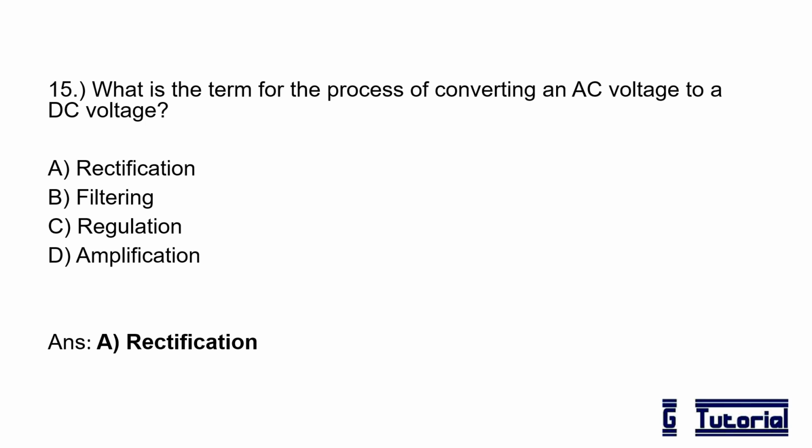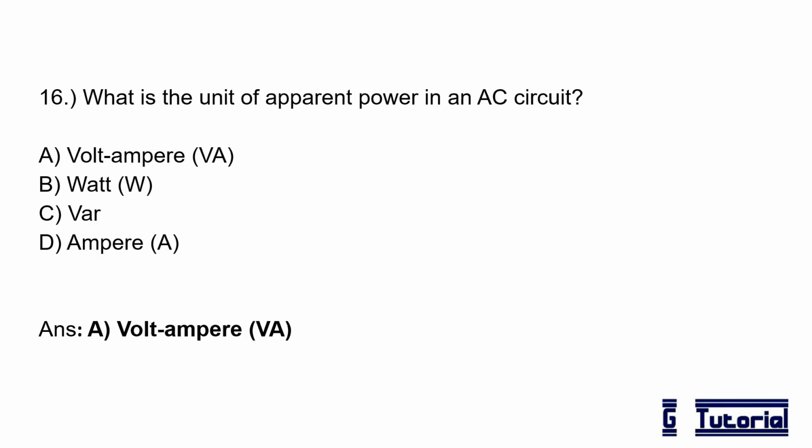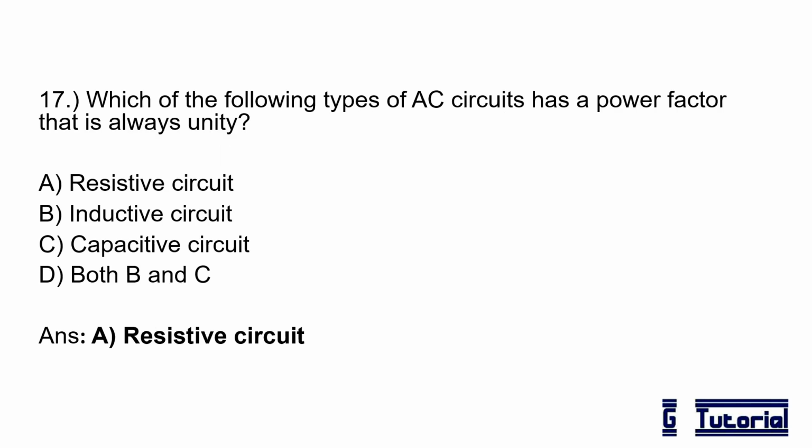Next, what is the term for process of converting an AC voltage to DC voltage? Converting AC voltage to DC voltage is rectification. What is the unit of apparent power? The unit of apparent power is volt ampere or kilovolt ampere. Which type of AC circuit has a power factor unity? Resistive circuit has a power factor unity.